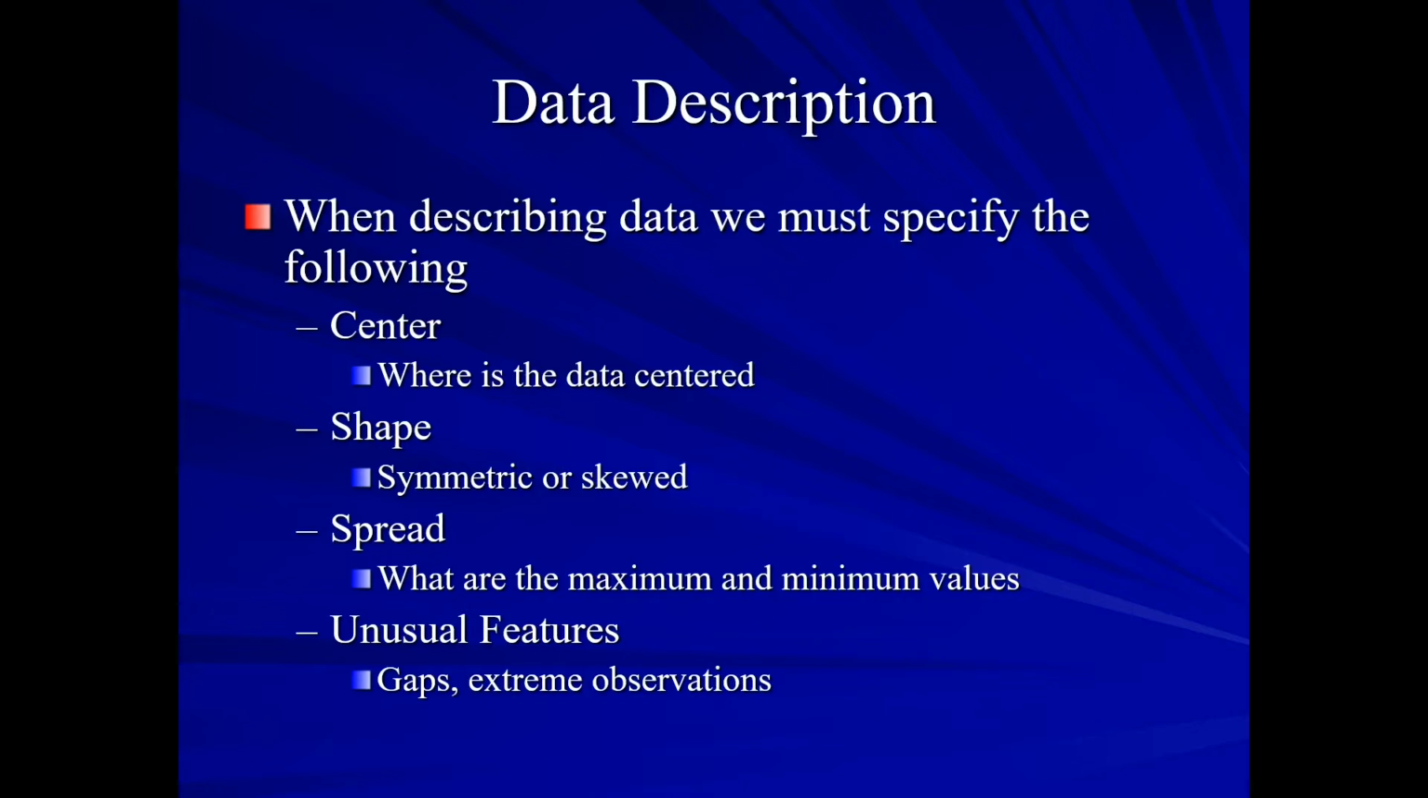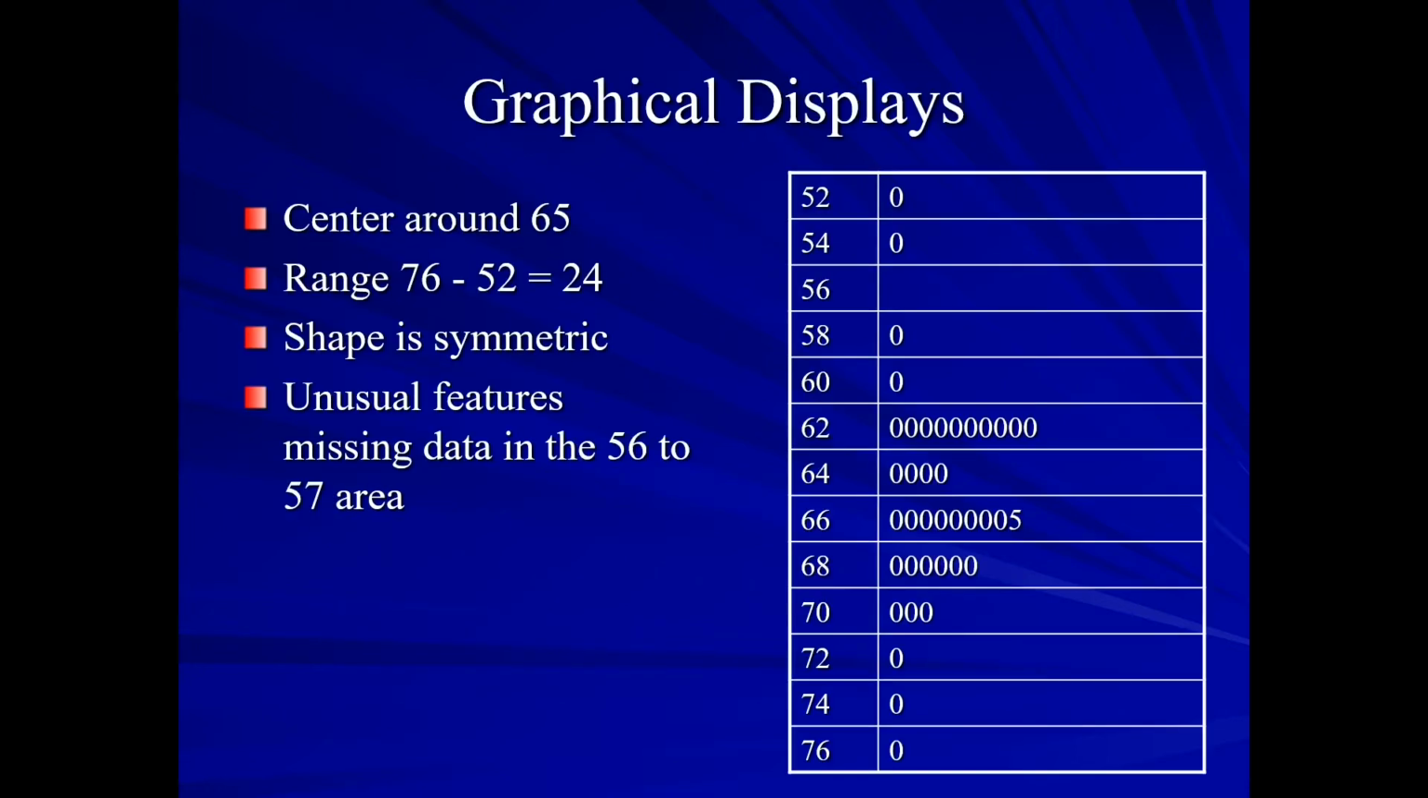And then our unusual features. Do we have gaps? Do we have missing data? Do we have extreme observations or large clusters of data? Now, in this video, we're going to concentrate on shape and unusual features, and we'll give approximations for the center and spread. Here we have our cache on hand data.